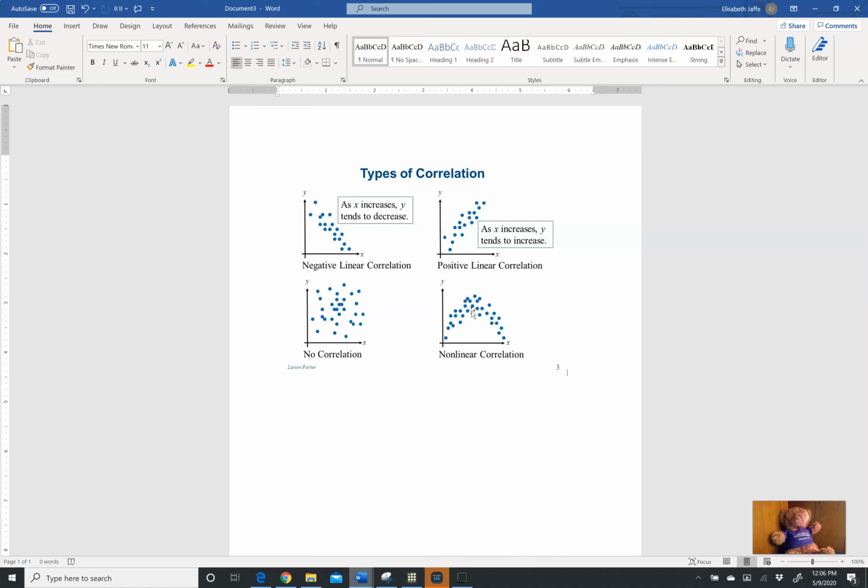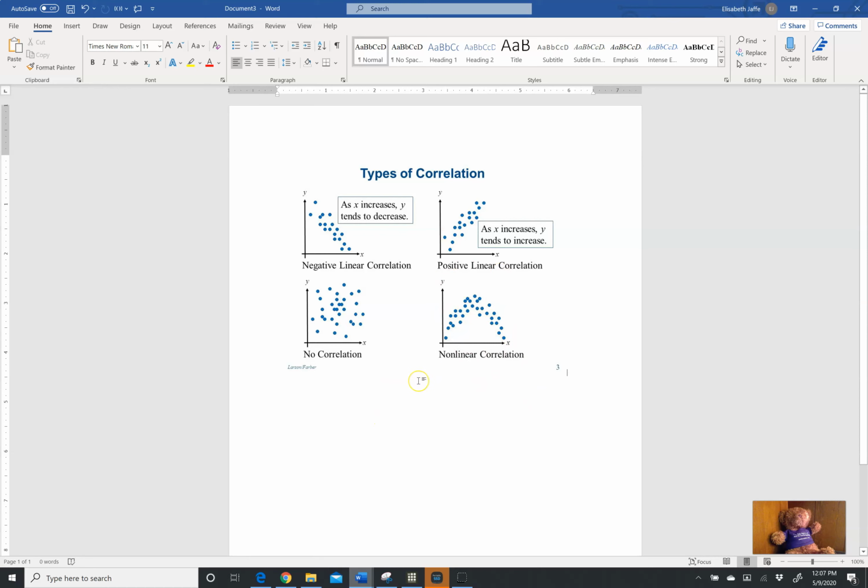What would be an example of something nonlinear? If you throw something, originally, as it gets further away from you, its distance from the ground increases. But at a certain point, it reaches a peak, and now, as it gets further away from you, its distance from the ground decreases. So we do have some examples of nonlinear correlation. In fact, most relationships between data are probably nonlinear.